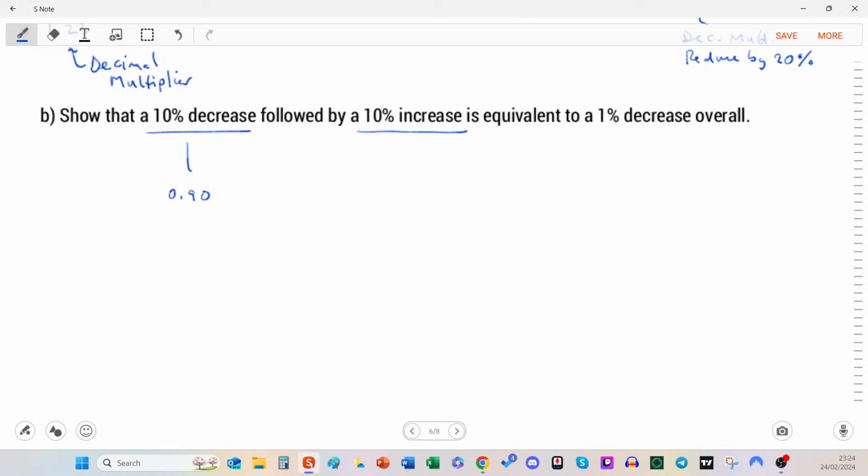Hopefully you got it, 0.90. I write 0.90 so you could see that it was 90%, but you could write 0.9 as fine. What is a 10% increase? It's 1.10 or 1.1. Okay, so how do we apply that increase? We've got to multiply it.